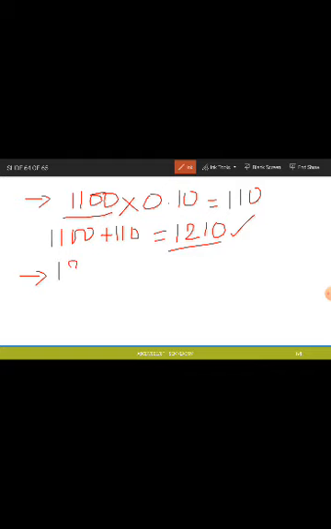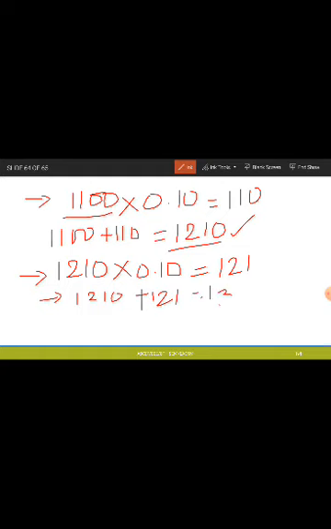So that is 1210, again adding 10% interest to it, that is 0.10. If you are adding 10% interest for this number, what could be the value? The value is 121 rupees. So you are going to add 121 rupees to the principal amount. That is 1210 plus 121. So the value is 1331 rupees.